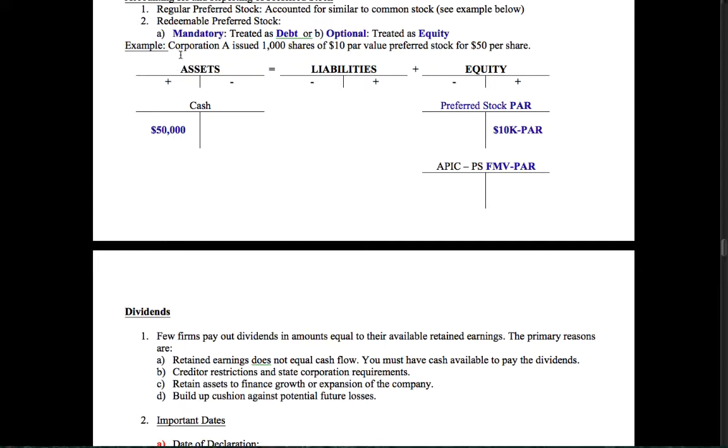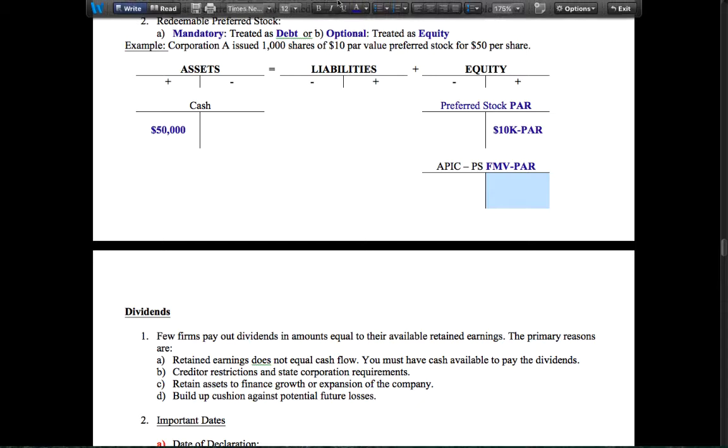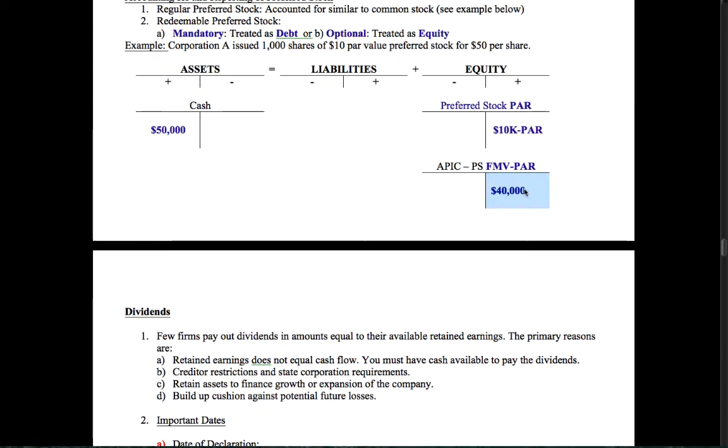And therefore, to balance our formula here, assets equals liabilities plus equity, we need to recognize $40,000 in additional paid-in capital, which represents $50, the fair market value, minus par of 10 gives you 40, times the 1,000 shares, for $40,000. It is very key, and I will continue to stress this, that you understand that the capital stock accounts, which are the preferred stock and the common stock, are reflected at the par values, and that the difference between fair market value and par is reflected in the additional paid-in capital.